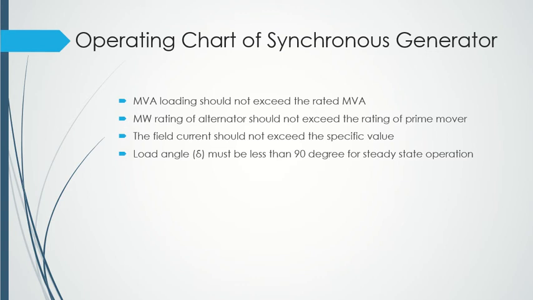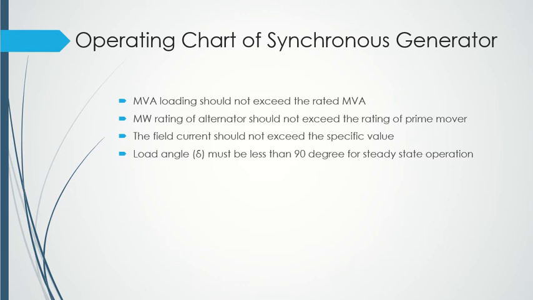So in order to avoid heating, in order to achieve a better performance, it is recommended that MVA loading should not exceed the rated MVA rating of my alternator, right? The second point is almost similar to the first one: the megawatt loading of the alternator should also not exceed the rating of my prime mover, right? If you have understood the first, the second would be a cakewalk. Then the third, important point, is that field current should not exceed some specific value.